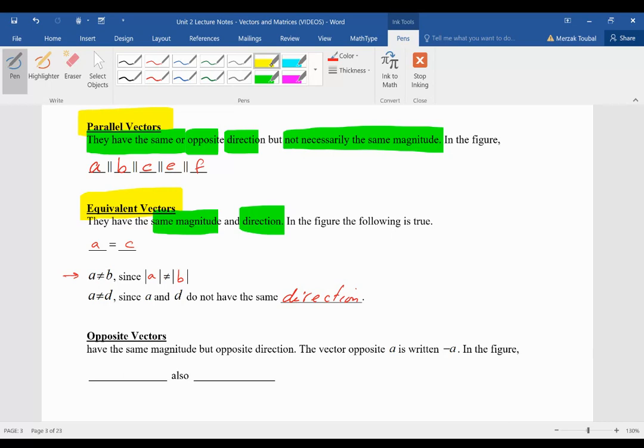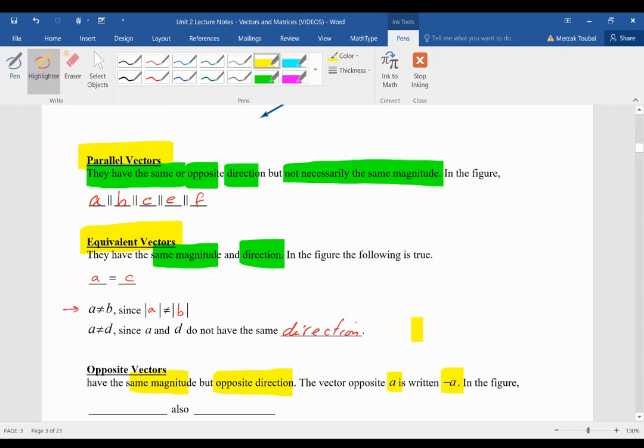Opposite vectors have the same magnitude but opposite direction. We can come up with a vector that is opposite to a given vector. So let's say a vector A, the opposite of A will be negative A, meaning we can create another vector, we name it with the letter A, but we put a negative, that means the opposite. So the vector opposite A is written as negative A.